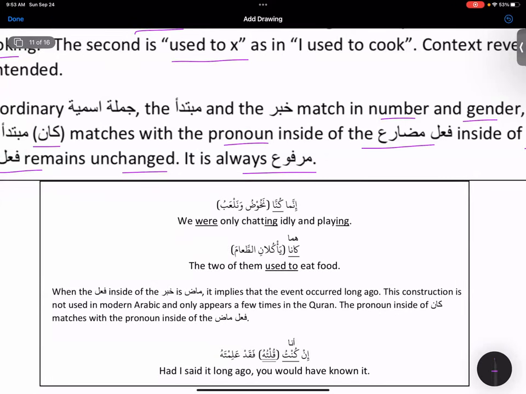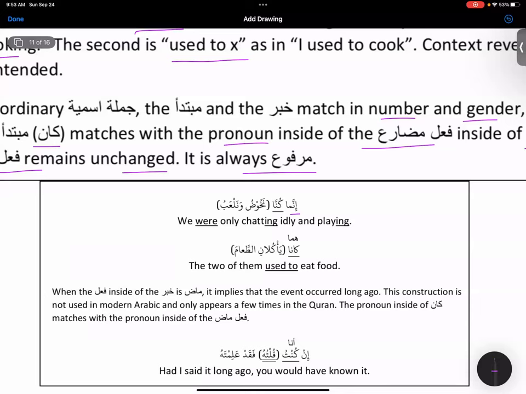So innama kunna nakhudu wa nal'abu. So innama came, right? What do we know about innama? So innama translation would be only, right? So it is basically creating hasar. And in some places, I've seen it translated as "indeed not but" also, right? Maybe I'm not sure. Not but is illa plus ma plus illa.